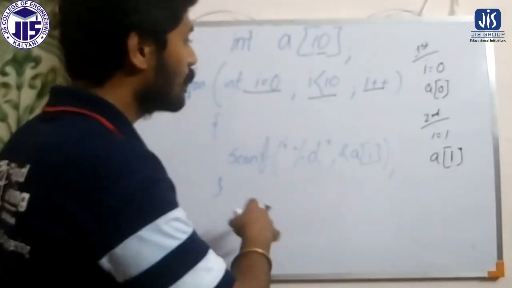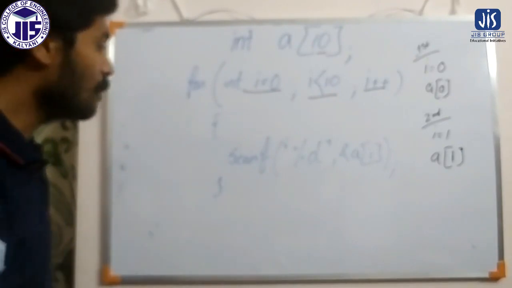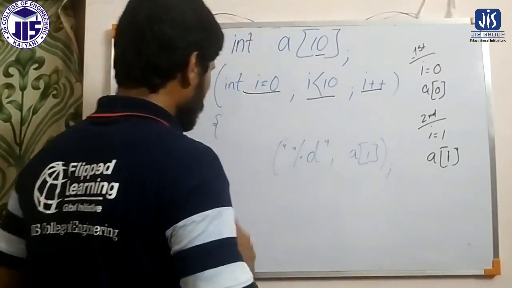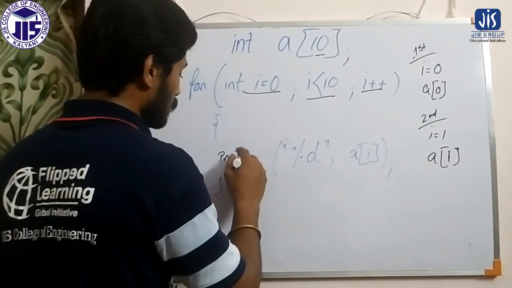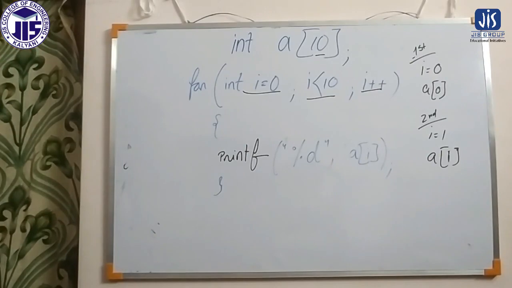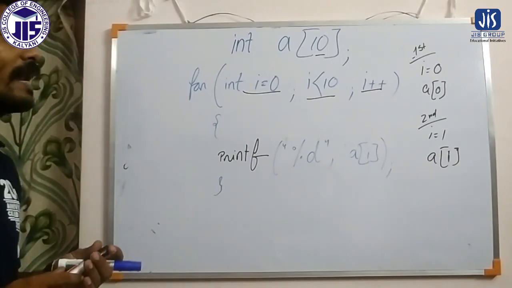So that is the way we can insert data into the array, and using a similar process you can print an array also. Just change it to printf, and using the similar logic we can print the elements of an array.